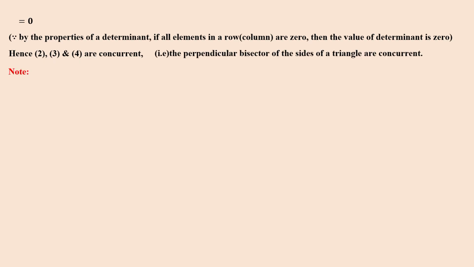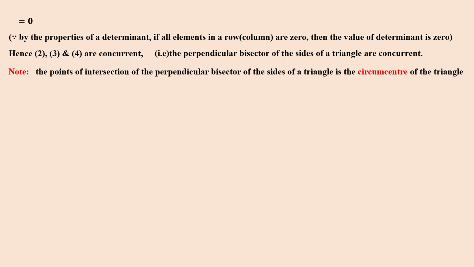The point of intersection of the perpendicular bisectors of the sides of the triangle is called the circumcenter of the triangle. Thanks.